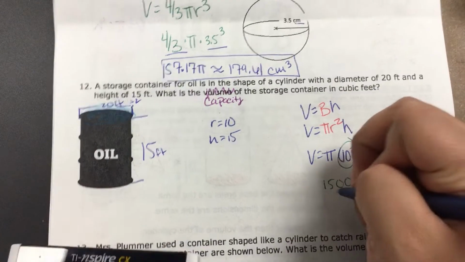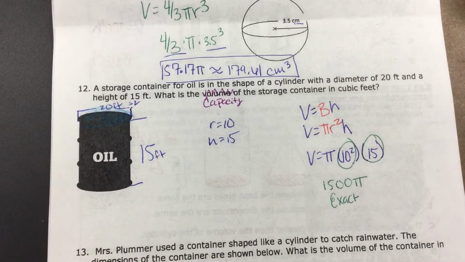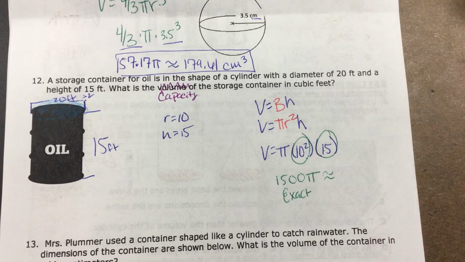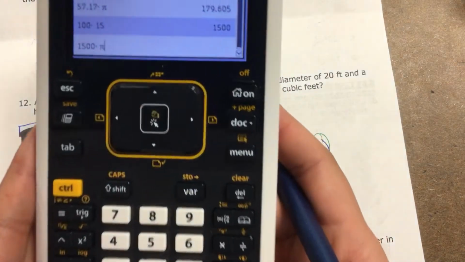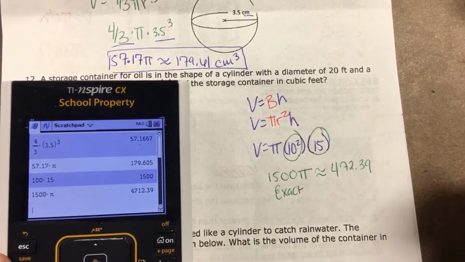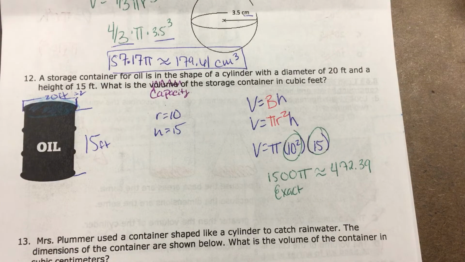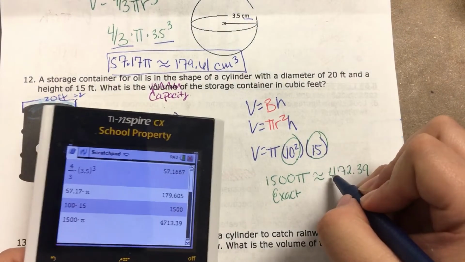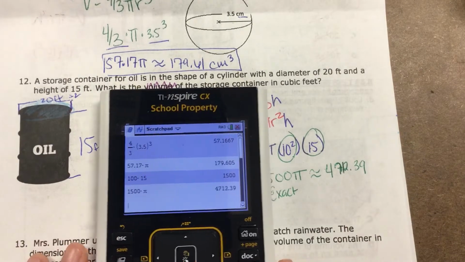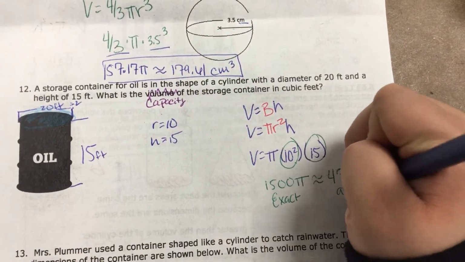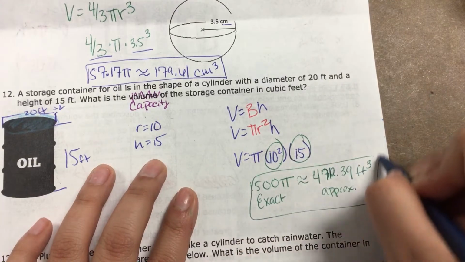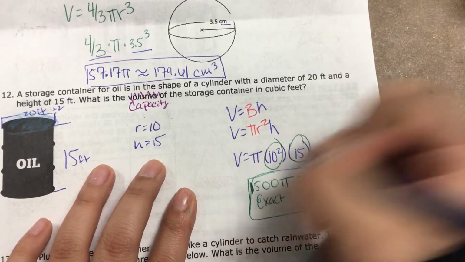And this is our exact answer. Remember, the ones that are actually with pi are our exact answer. So we're going to also do our approximate answer where we actually do 1,500 times pi. Remember, our pi button is down here next to the H. Click enter, and we end up with, oh, I'm sorry, it's actually 4,712. Missing that number right there. There we go. 4,712.39. This is our approximate. What units were we talking about? Feet. And then cubed, because we were talking about volume. There we go.